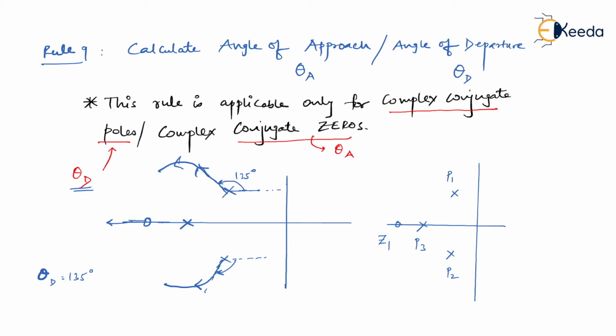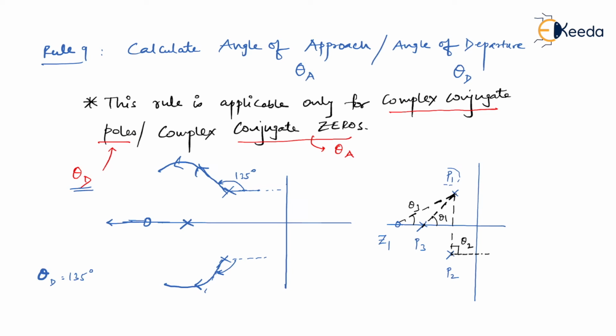Since I want to calculate the departure angle for pole 1, I will join the other poles and zeros to pole 1. I'll join pole 2 with pole 1. Also I will join the zero with pole 1. And once I do that, I will take those angles. Let us assume this angle is theta 1. Let us assume this angle is theta 2. Let us assume this angle is theta 3. Okay, so you get to know the various theta angles made by the other poles and zeros with respect to the real axis.